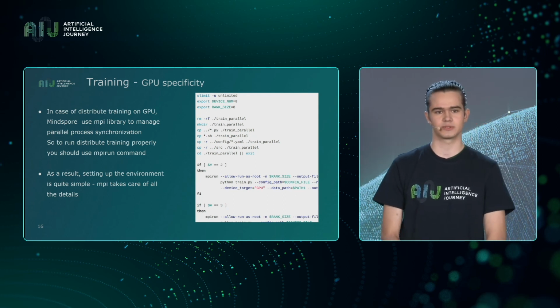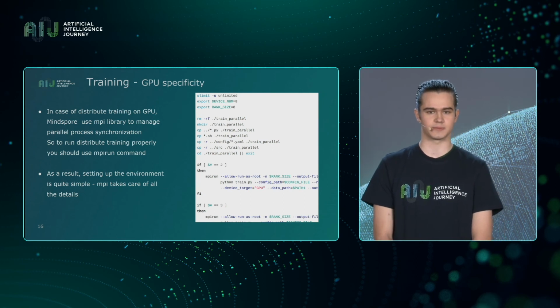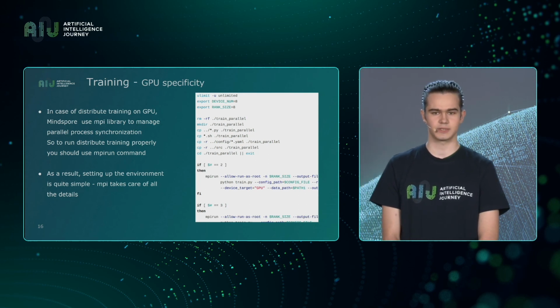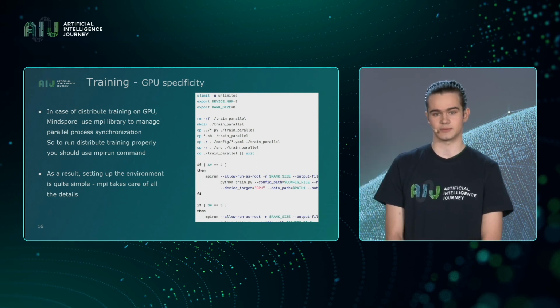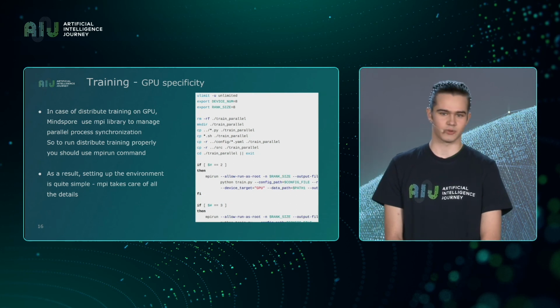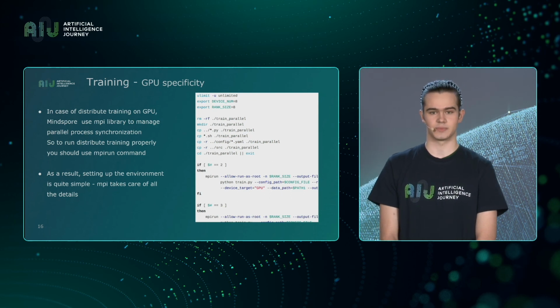Now let's discuss the specificity of launching distributed training on GPU and Ascend. In order to do distributed training, we're using the MPI library. In order to run distributed training, we just need to use the command mpirun. It's part of the initial scripts. If you need to run scripts separately, manually, then for distributed training you need to use mpirun train, and you can see the arguments. Since MPI is quite a diverse library, everything is included here. We just need to run it.